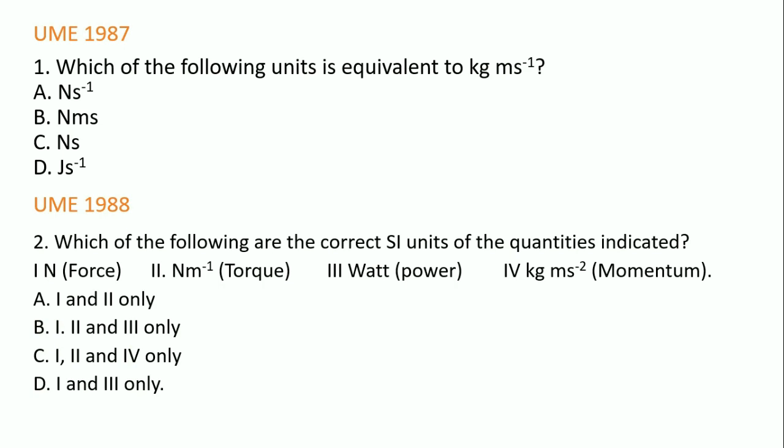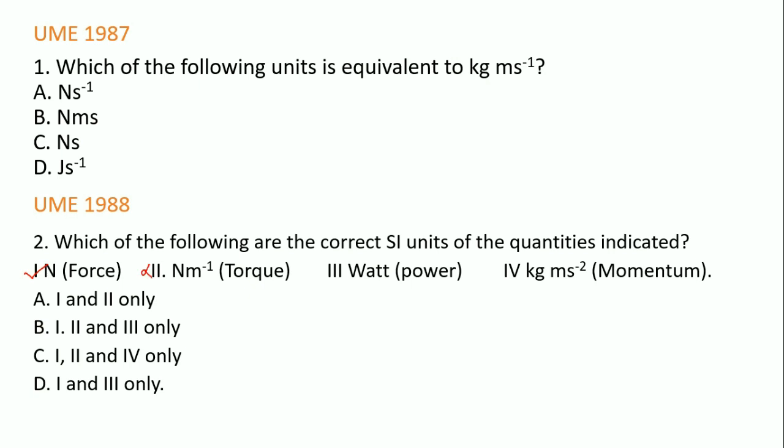UTME 1988 question number 2. Which of the following are the correct SI units of the quantities indicated? Now, force is the quantity for Newton, so the Newton is the SI unit for force. This is correct. Newton per meter? No, that is wrong. The unit for torque is Newton meter. So this is absolutely wrong.